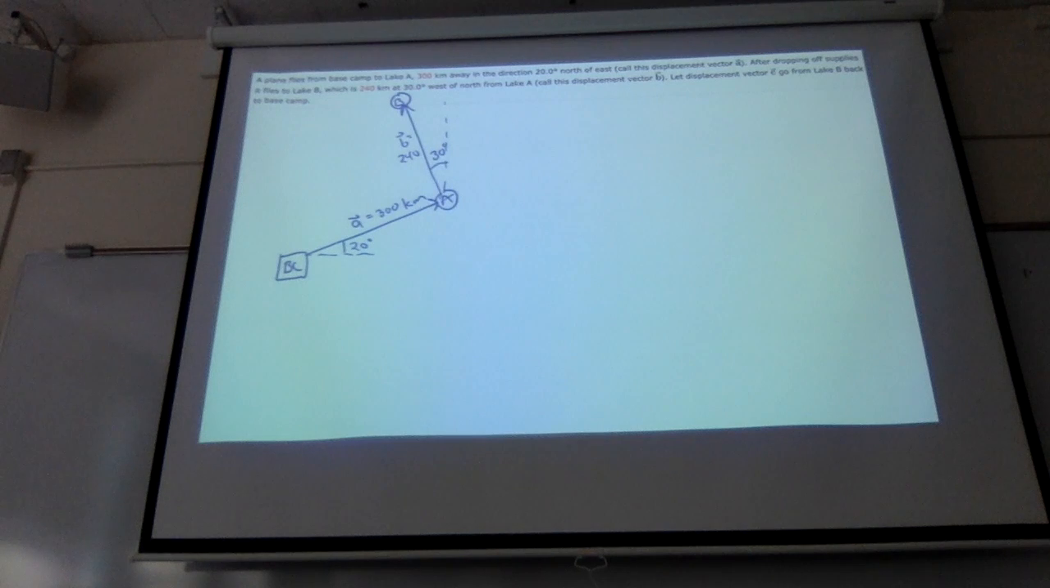And then it says vector C just goes from B all the way back home. So our last vector looks like that. That is vector C. Currently, we don't know anything about that. Okay? So we go to A to B, and then back home.